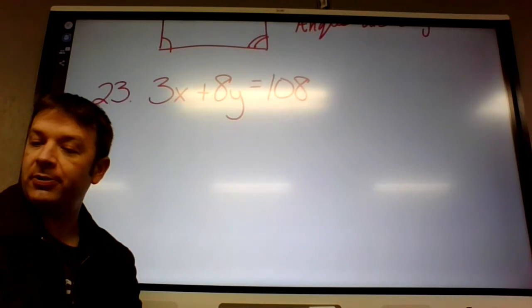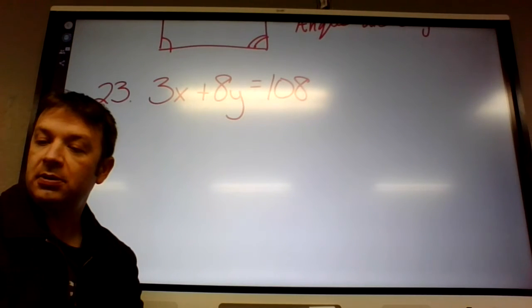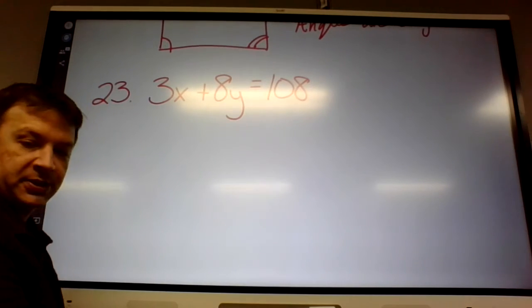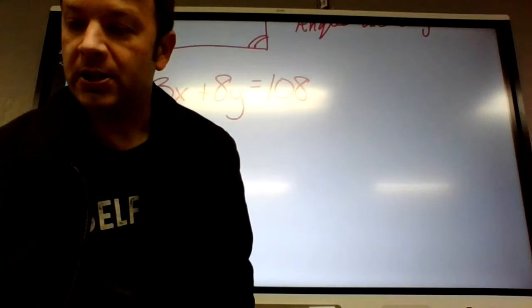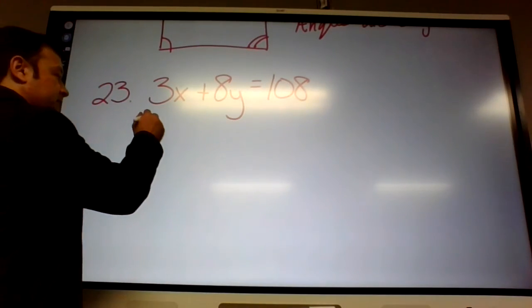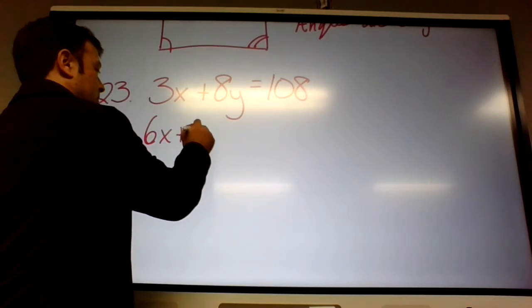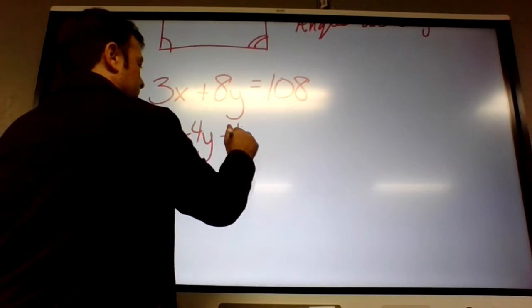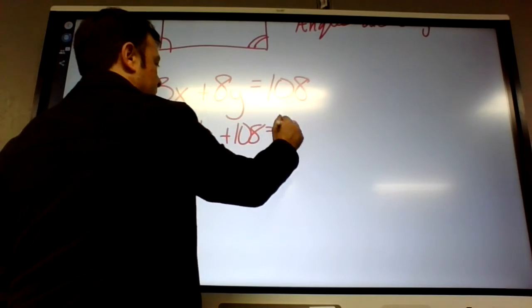6x plus 4y what? Plus 108 equals... yes. You guys hear what she said? Consecutive angles are supplementary, right? So she said 6x plus 4y plus 108 equals 180.